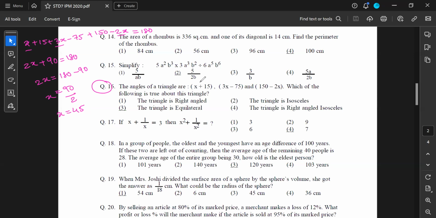So if x is equal to 45, this side is 45 plus 15, which is 60. This side is 3 into 45, which is 135, minus 75, which is also 60. Obviously, if the first two sides are 60, the third side will also be 60, which means it is an equilateral triangle.